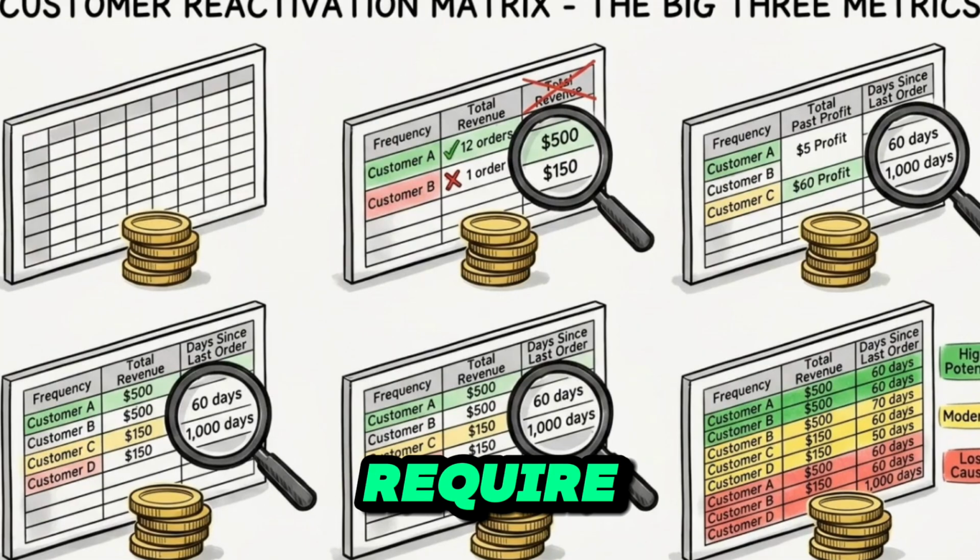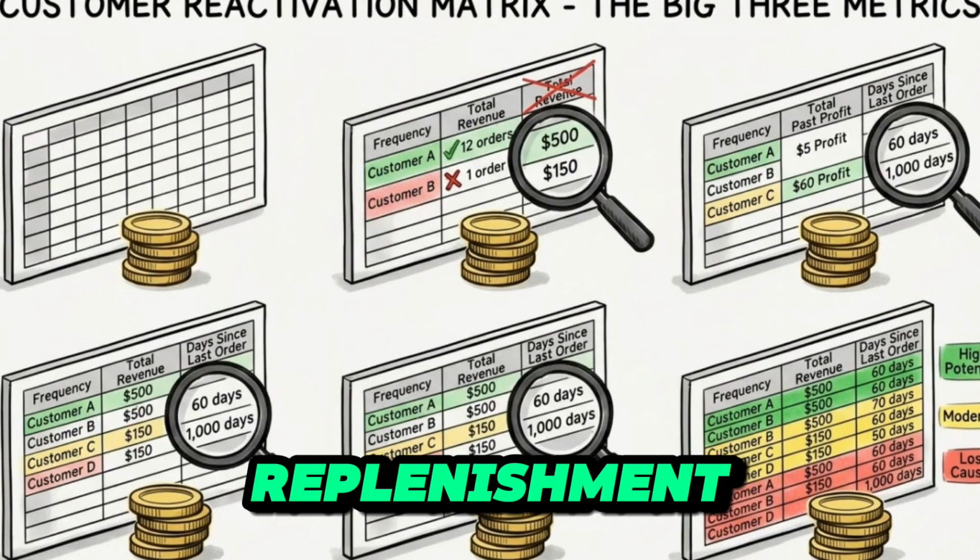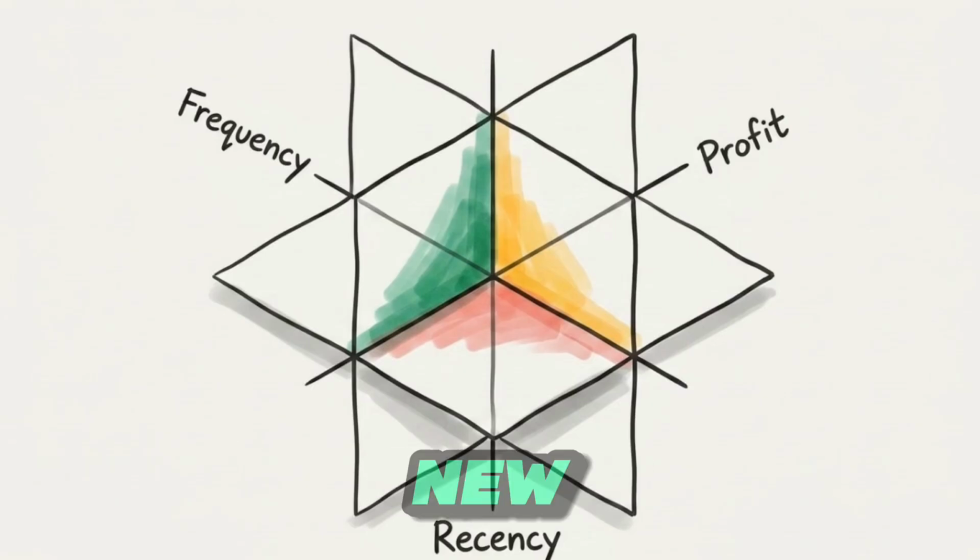These segments require distinct treatments. To map this out, add a final action plan column to your matrix. For the top-tier green segment, skip the heavy discounts. Former high-frequency buyers already like your product. They usually just need a gentle push, like a personalized replenishment reminder or an update on a new release.